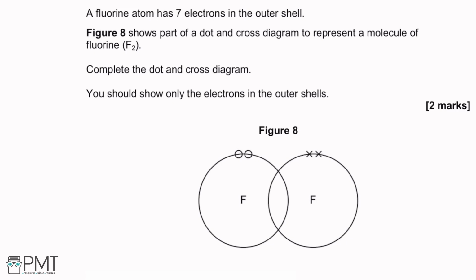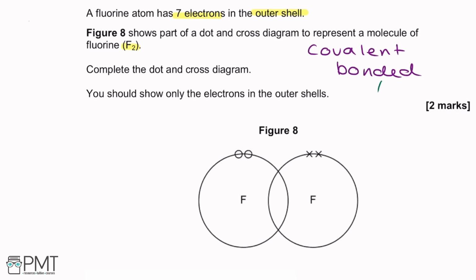A fluorine atom has 7 electrons in the outer shell. That makes sense, doesn't it? Because we've just established that halogens are in group 7. Figure 8 shows part of a dot and cross diagram to represent a molecule of fluorine, which has the formula F2. Now we need to complete the dot and cross diagram, and we only need to show the electrons in the outer shells for 2 marks. So what we're looking at here is F2. We've got 2 fluorine atoms bonded together. We're looking at covalent bonding, aren't we? Because it's 2 non-metals which are bonded together. So they're covalently bonded.